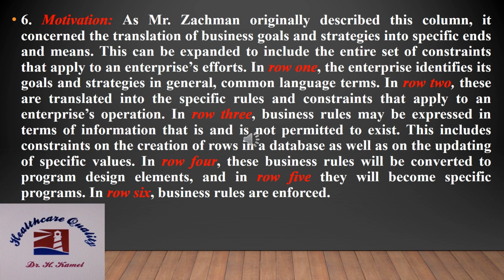In row 3, business rules may be expressed in terms of information that is and is not permitted to exist. These include constraints on the creation of rows in a database as well as on the updating of specific values. In row 4, these business rules will be converted to program design elements. And in row 5, they will become specific programs. In row 6, business rules are enforced.